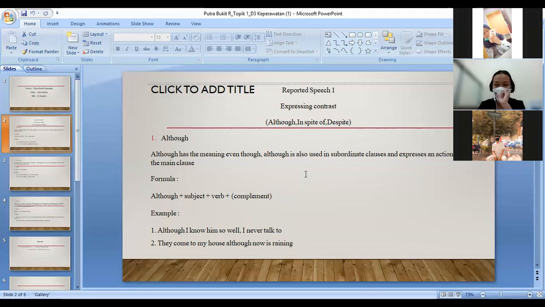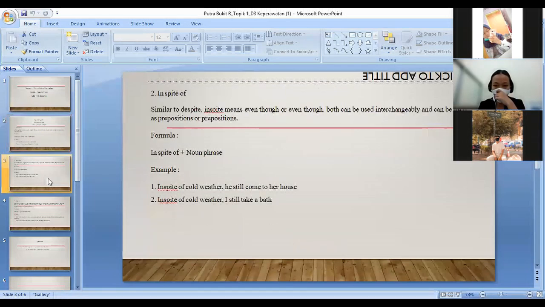Formula: although plus subject plus verb plus complement. Example: 1. Although I know him, I will never talk to him. 2. Although they come to my house, it is raining now. Two, in spite of, similar to despite. In spite of means even though, but can be used interchangeably.